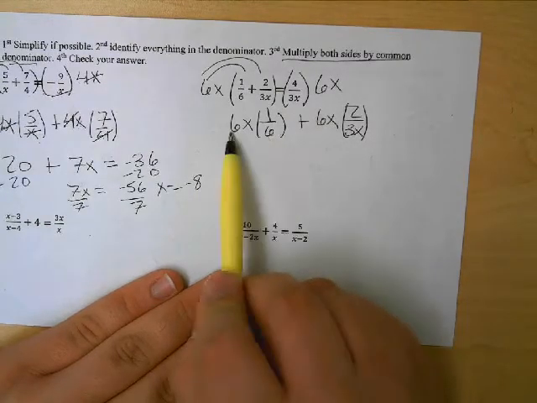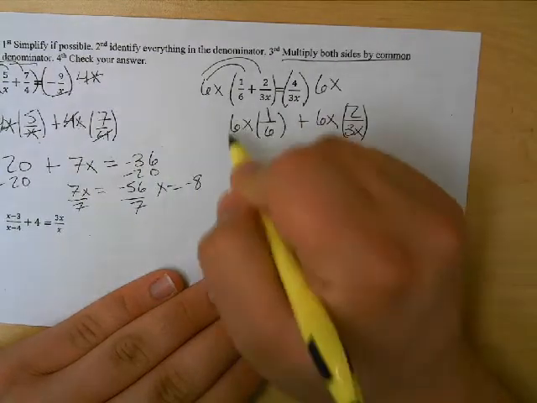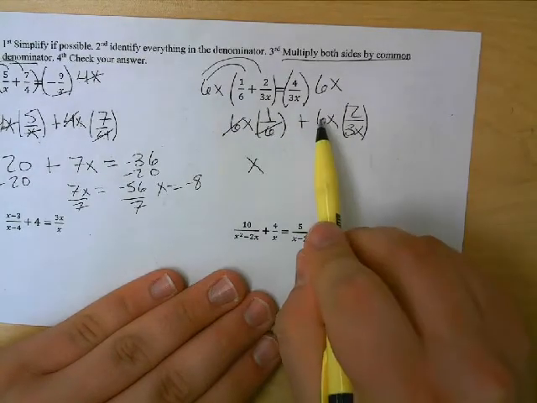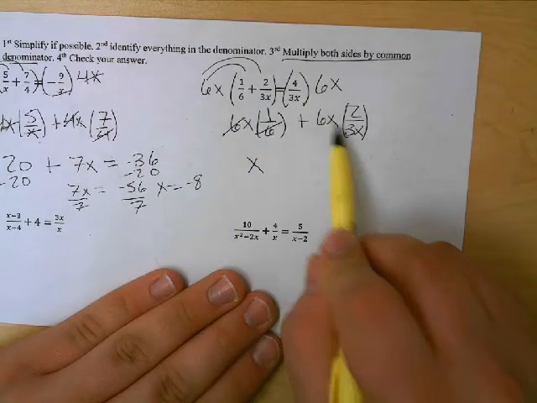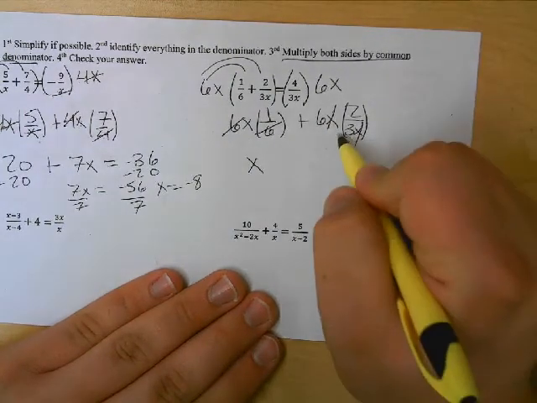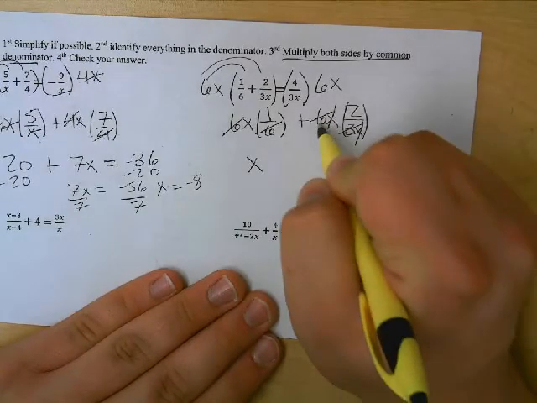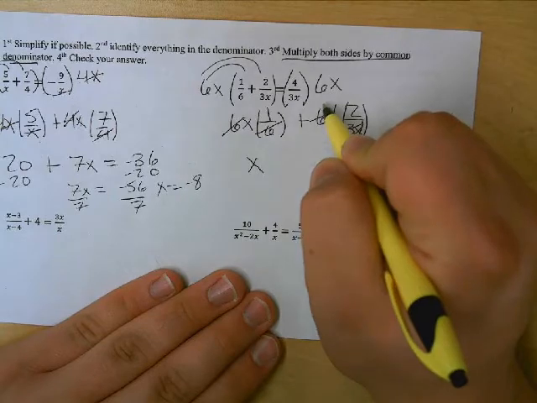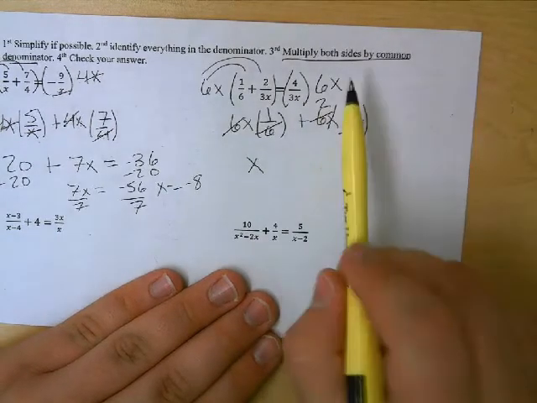What cancels here? The 6. So you're just left with x. How does this cancel? The x will cancel. What else will cancel? The 3 will. And what does the 6 become then? 2. Yep, a 2. So you're just left with 2 times 2.